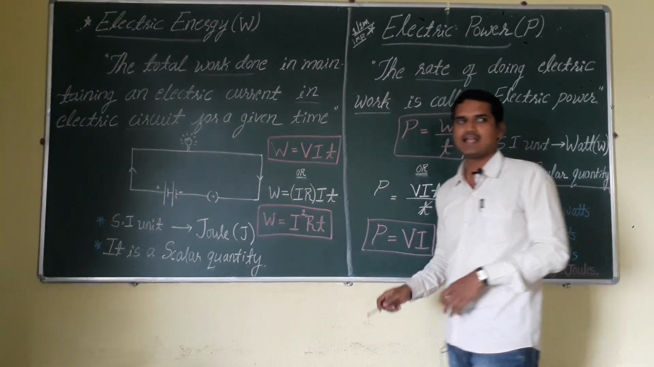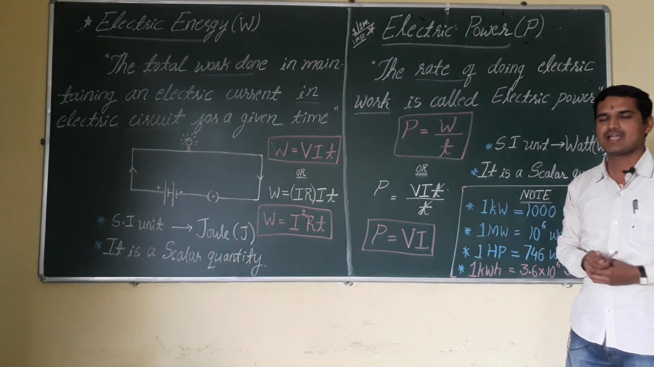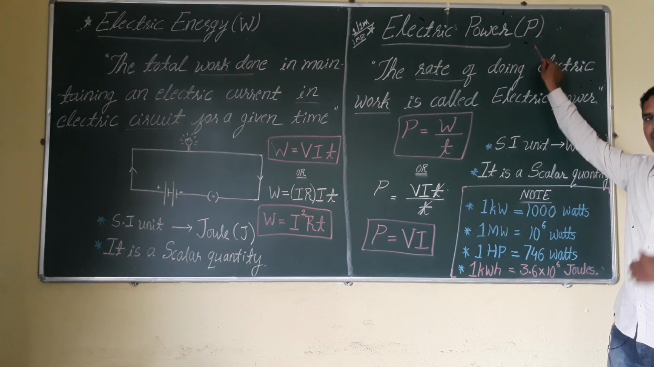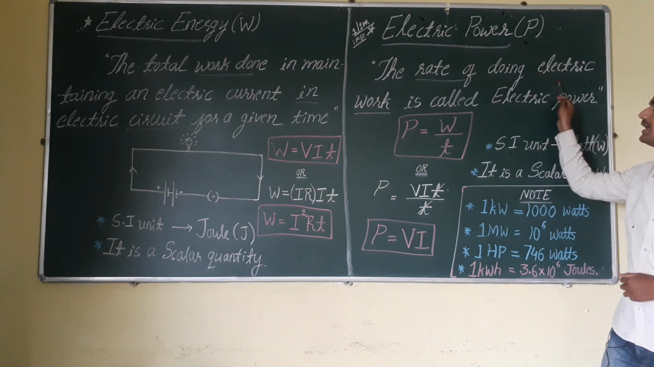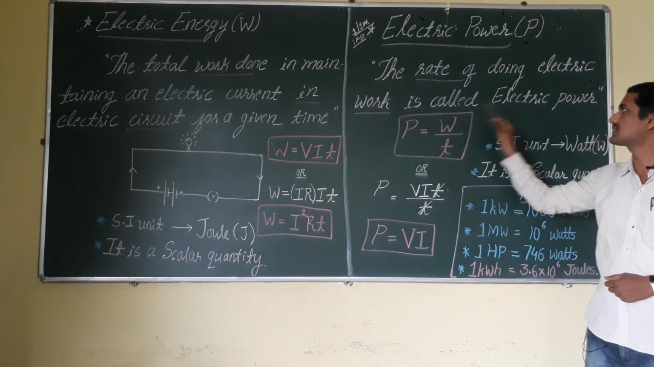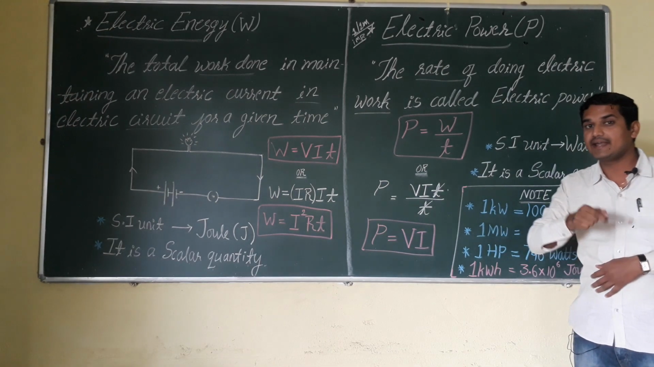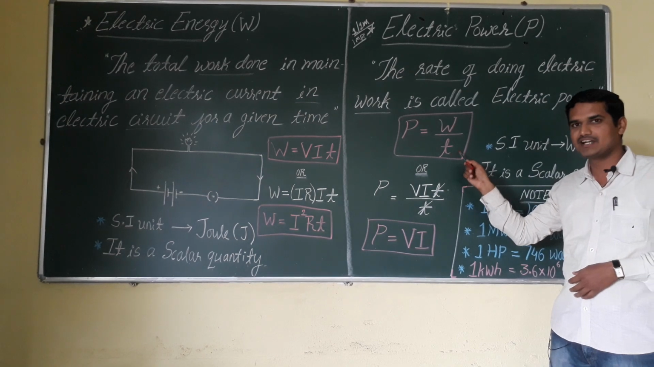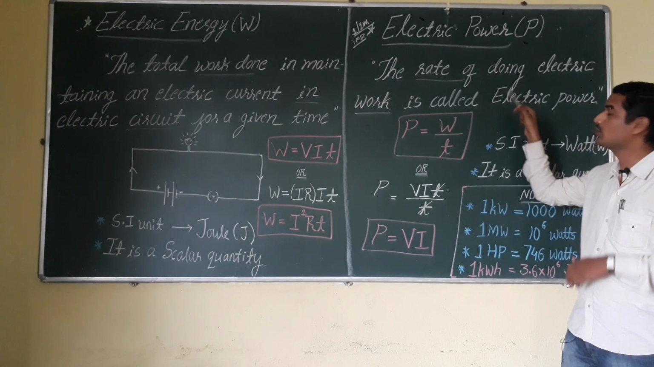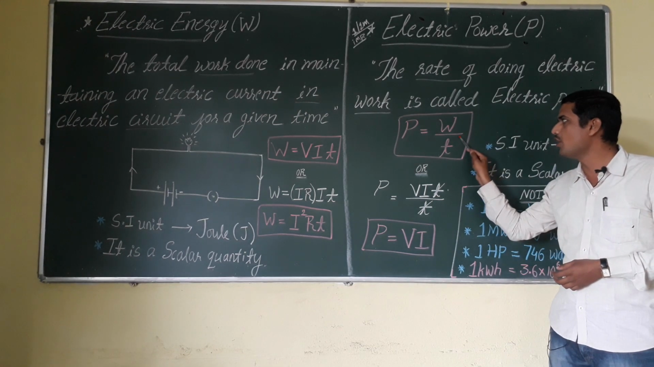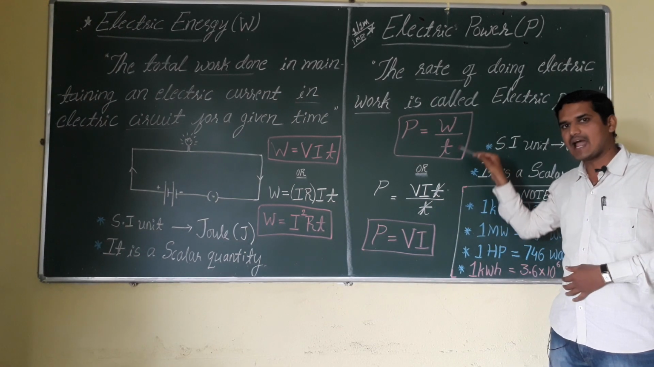One more concept is called electric power. Electric power is generally indicated by the letter P. The definition is, the rate of doing electric work is called electric power. The rate, in the sense that time will come in the denominator. Okay, the rate of doing which work? Electric work. So you can also define it as the ratio of work done to the time taken.